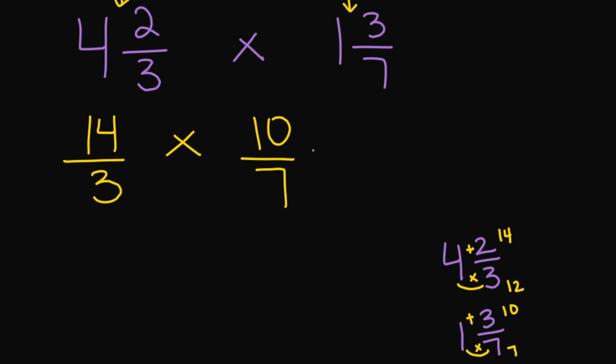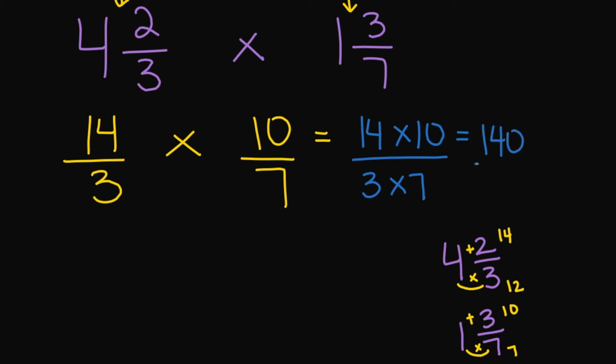Now we're going to go ahead and multiply across. 14 times 10 in my numerator. In my denominator, we have 3 times 7. 14 times 10, this is going to give us 140 over 3 times 7. This is going to give us 21. We can simplify 140 over 21 because the number 7 goes into both 140 and 21. 140 divided by 7, this is going to give us 20. And then 21 divided by 7, this is going to give us 3.